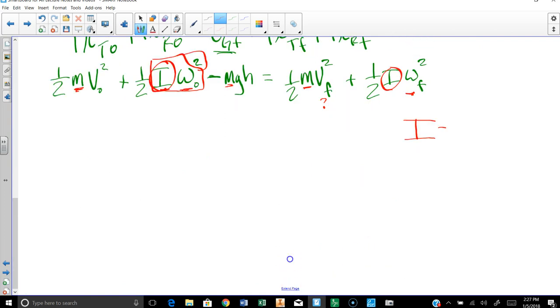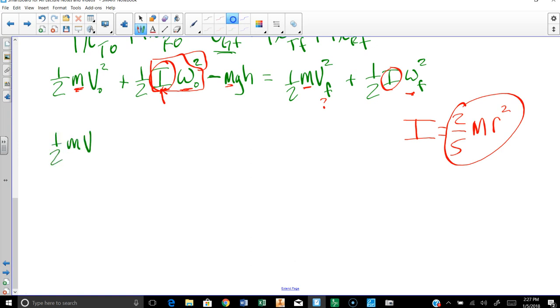So, I know that for a solid sphere, rotating about its center, it's the mass of the ball, radius of the ball squared. I'm going to plug that in right now to the two places where I see an I. So I'm going to have 1/2 m v initial squared plus 1/2 times 2/5 times the mass of the ball times the radius of the ball squared times omega squared, initial angular velocity. So all I did was replace I.